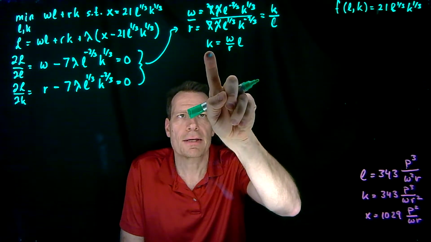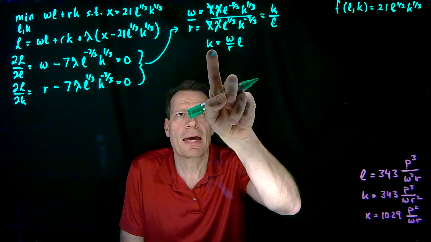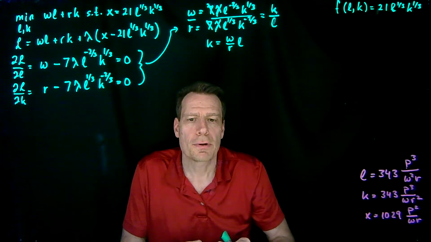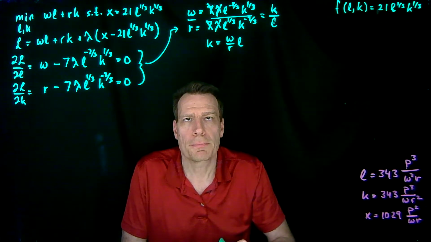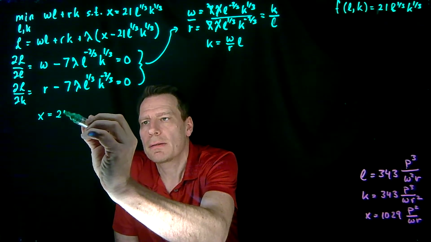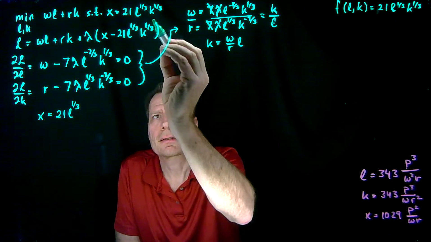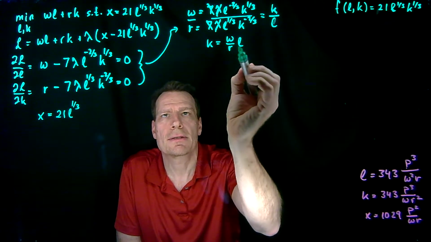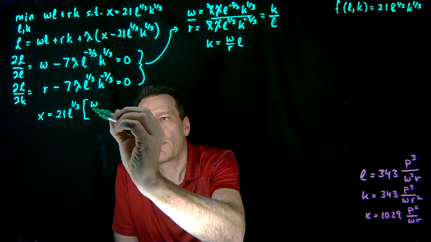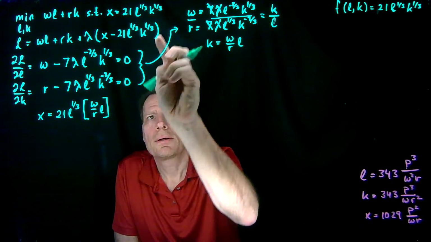Now that we have K as just a function of the input prices and labor, we can substitute that back into our third equation, the constraint up here, to solve for just one of the two inputs. So if we do that, we say x is equal to 21 L to the 1/3, and then K to the 1/3, but we're going to use this to stand in for K. So W over R times L to the 1/3.